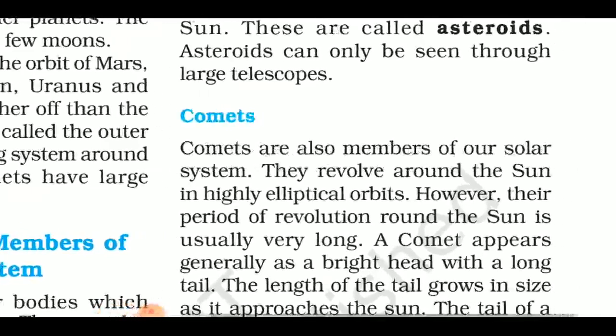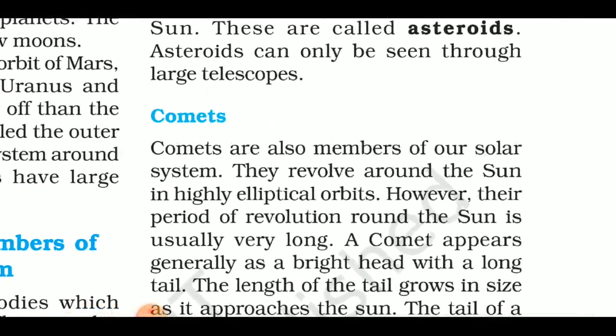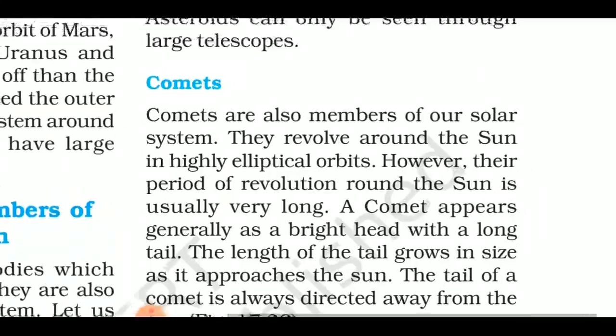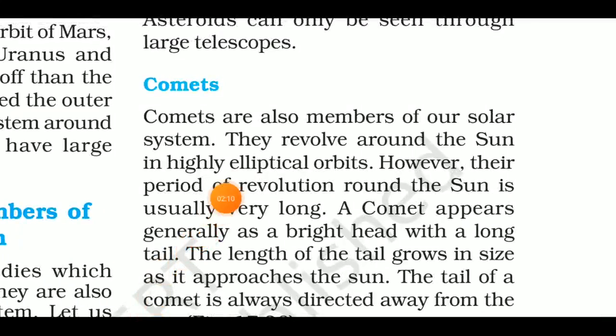And then is the comets. Comets are also large members of our solar system. They revolve around the sun in highly elliptical orbits. However, their period of revolution around the sun is usually very long. A comet appears generally as a bright head with a long tail. The length of the tail grows in size as it approaches the sun. The tail of the comet is always directed away from the sun.